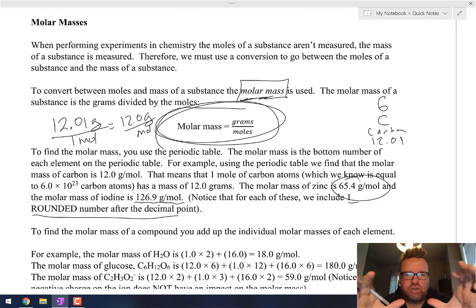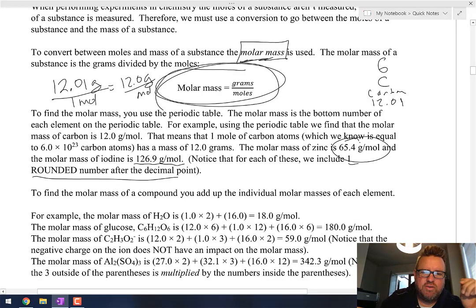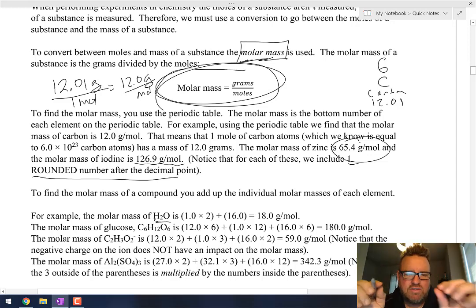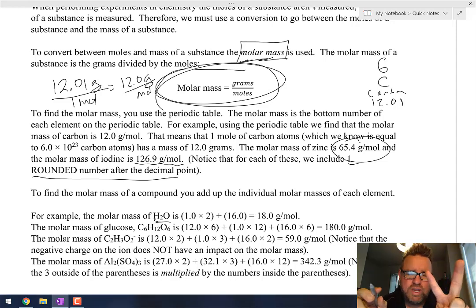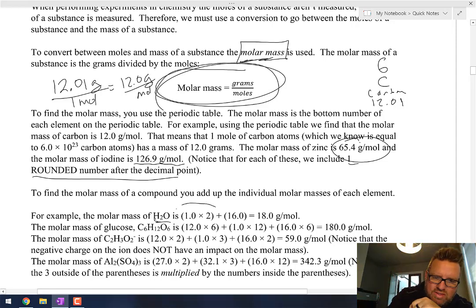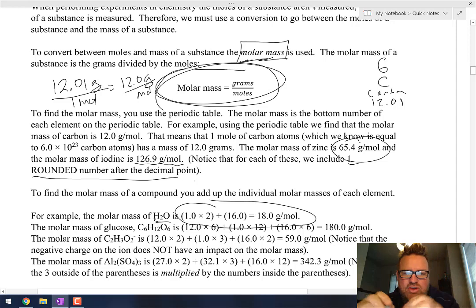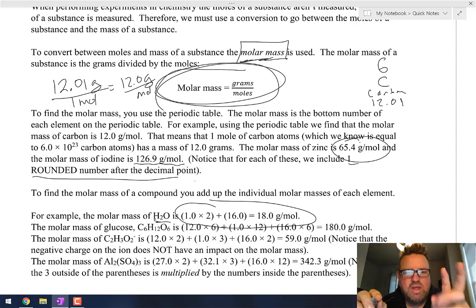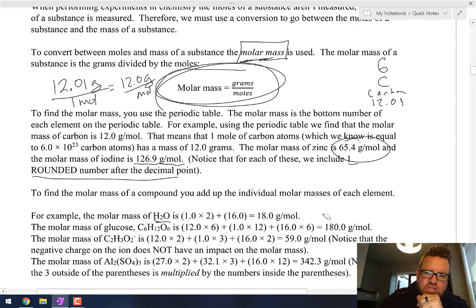Now, what we can also do is take these molar masses of individual elements and add them up when we have multiple elements together. For example, let's look at water. The molar mass of water is the mass of hydrogen times 2, because there are 2 hydrogen atoms in water, plus the mass of oxygen. So see how I did that right here? I took the mass of hydrogen, which is 1, found on the periodic table, multiplied it by 2 because there are 2 hydrogens, and then I added the mass of oxygen. So H2O all total has a molar mass of 18 grams per mole.